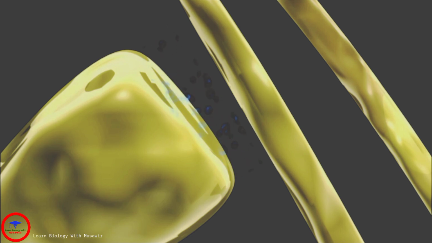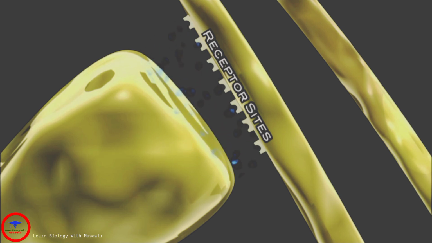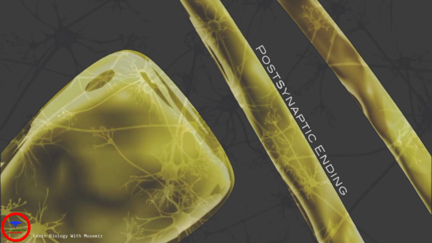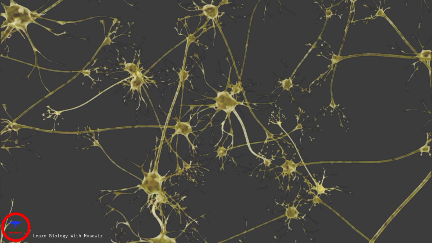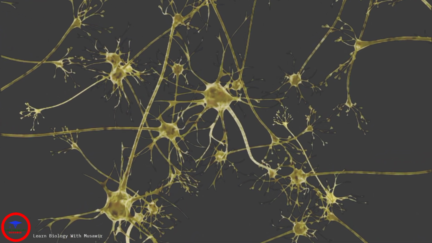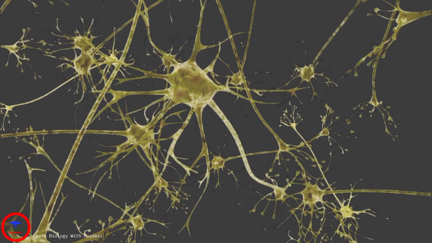The neurotransmitter molecules then diffuse across the synaptic cleft, where they can bind with receptor sites on the postsynaptic ending to help excite or inhibit the electrical response in the postsynaptic neuron. Through this process and design, each neuron has as many as 5,000 connections to other neurons.